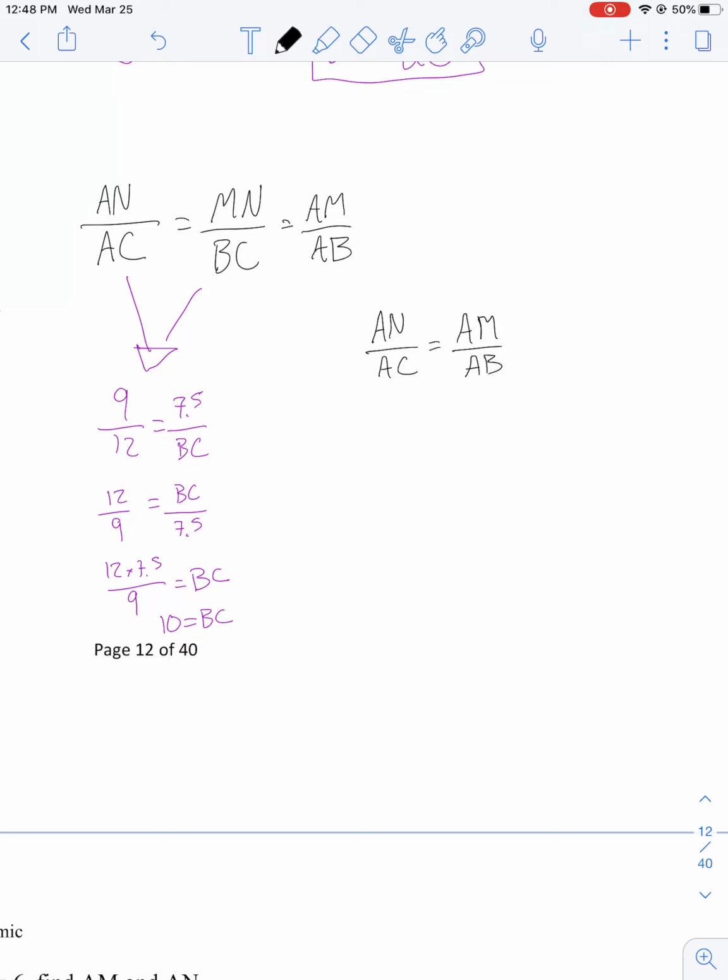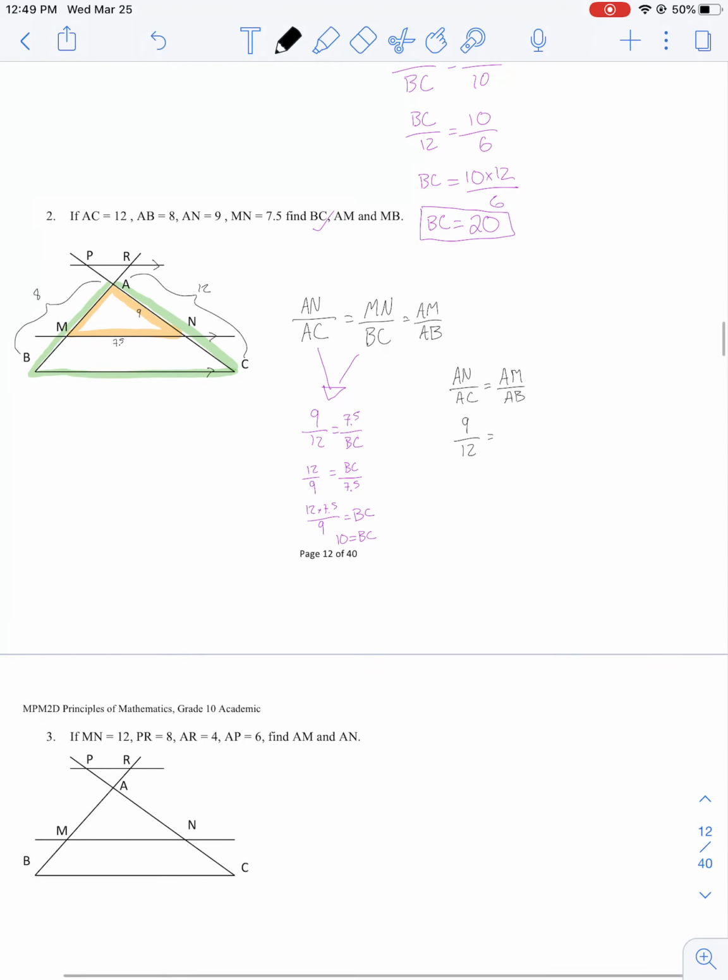We don't have to use all 3. We only need 2 of them. We only need 1 equal sign. I chose to use AN over AC just because it was given. I didn't have to do any calculations there. Of course, you could replace AN over AC with MN over BC and just use BC of 10 of what we just found. But I'm going to choose to use what was given just because I'm 100% certain that was correct. So AM, we don't know AM.